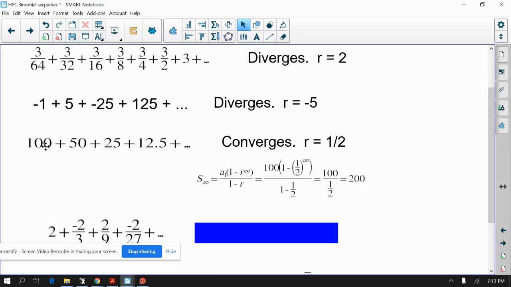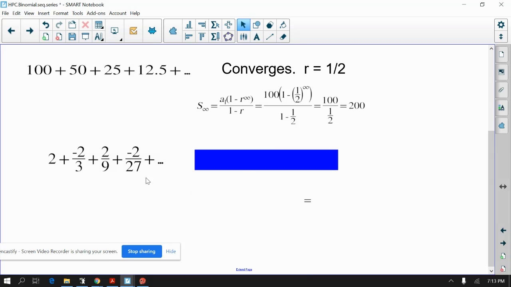But just realize what's going on. Here, I've got literally an infinite amount of numbers that I'm adding. Of course, I can't write them all, so I write ... But there, it keeps on going. So if you were to add an infinite amount of these numbers, it would add up to exactly 200.